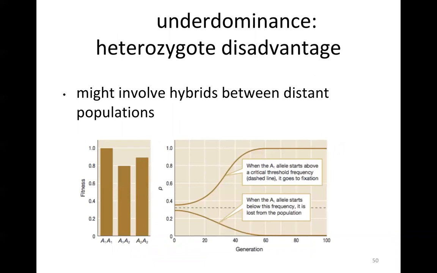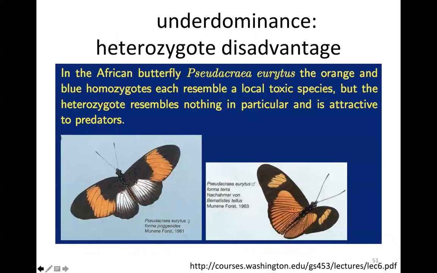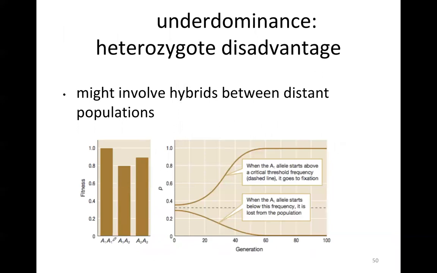Okay, underdominance is another type of relationship. It's basically the reverse of overdominance, where the heterozygotes have low fitness compared to either homozygote. And again, it has a value which corresponds to an equilibrium state. Given the fitnesses, you can calculate the equilibrium allele frequency at which the population will be in balance, but it's an unstable balance.